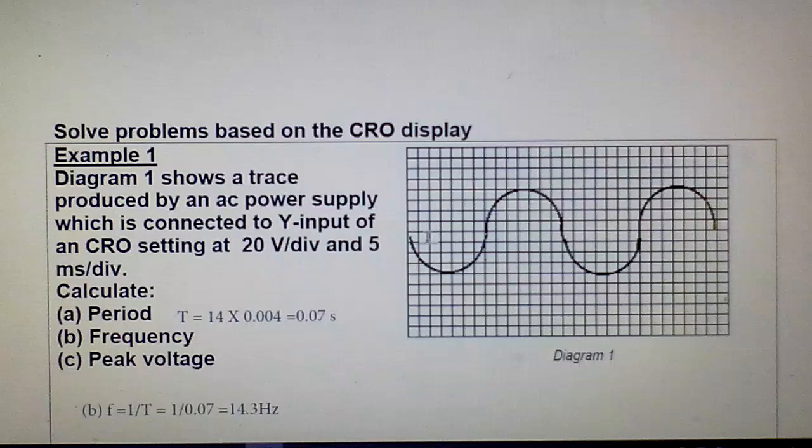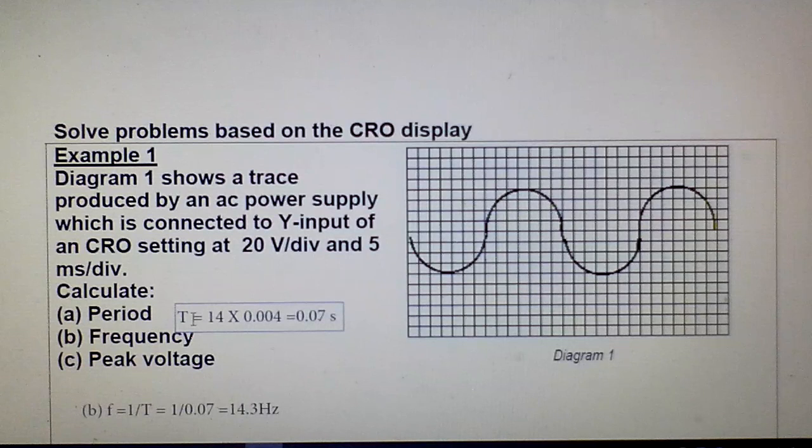So for this one, if you want to measure the period, remember the definition of period: time taken for one complete cycle, time taken for one complete wave, time taken for one complete oscillation. So from here we can see one complete wave. If it's a water wave, you have one trough plus one crest, so it becomes one complete wave. The same thing here, we have one complete cycle. How many divisions? We just count 1, 2, 3, 4, 5, 6, 7, 8, 9, 10, 11, 12, 13, 14. One complete cycle is 14 divisions.